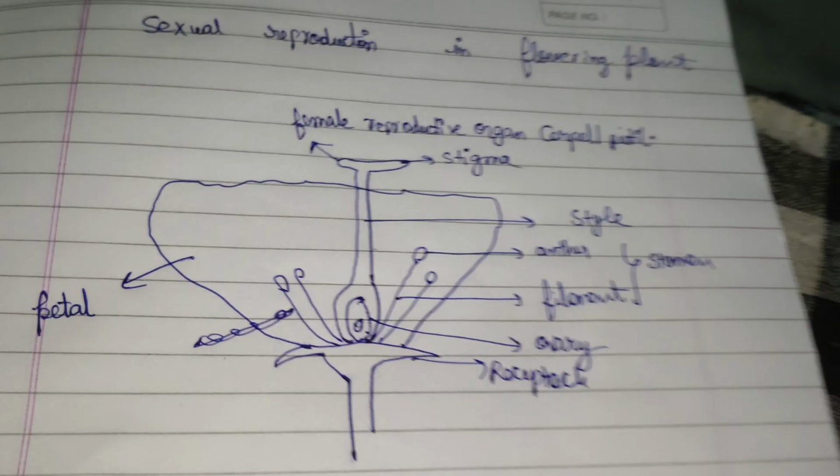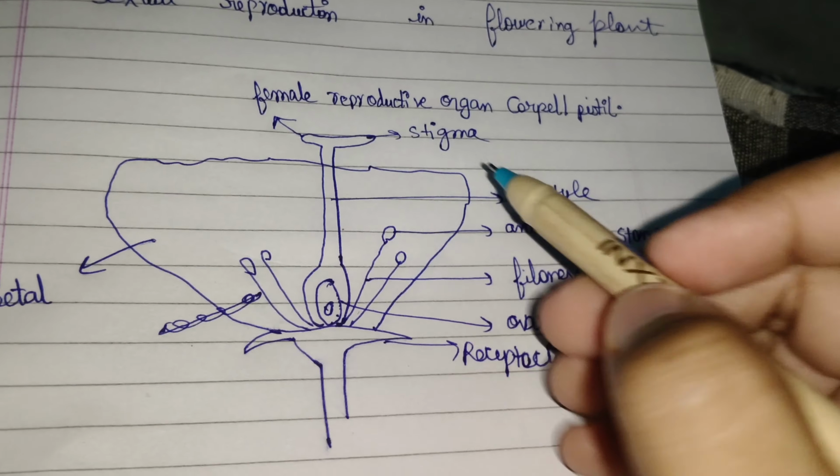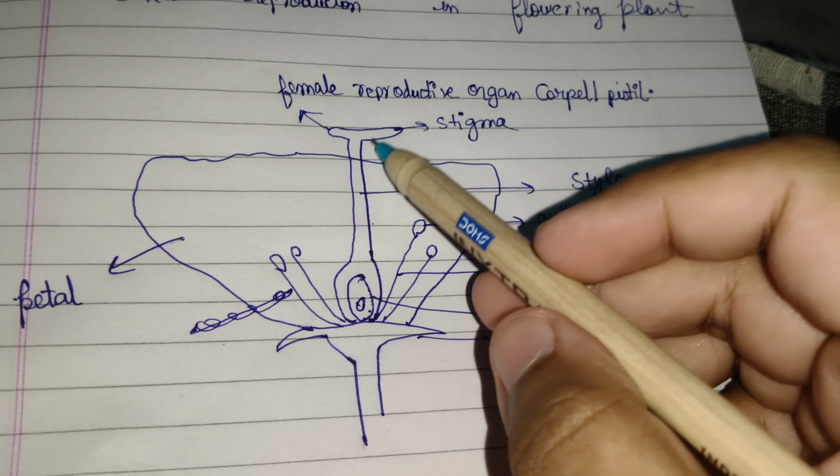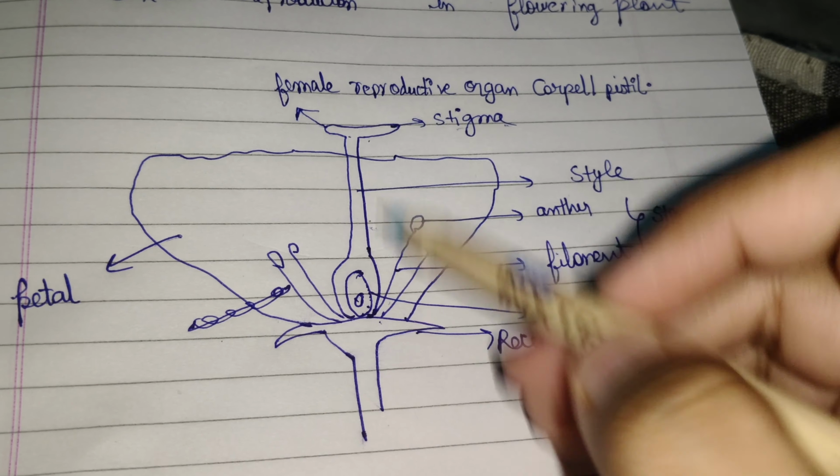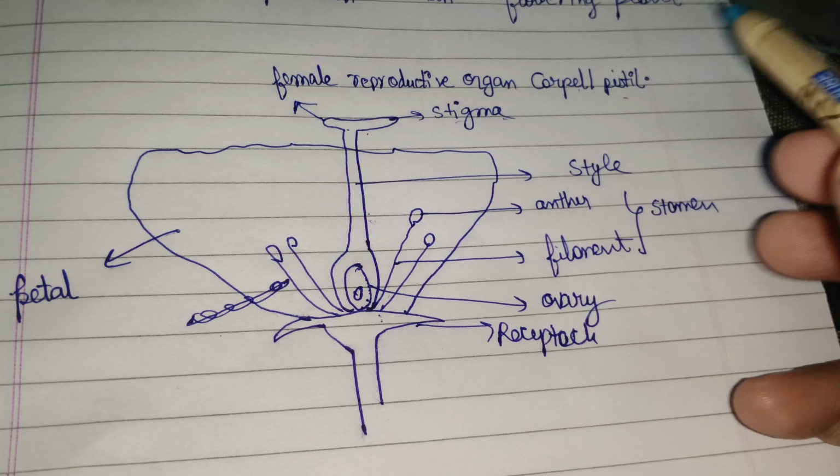Here we are now going to see the sexual reproduction of flowering plants. So basically, this is what a flower looks like, where you can see the female reproductive part. It is the stigma, style, and ovary, and this constitutes the carpel, or we can say the pistil.